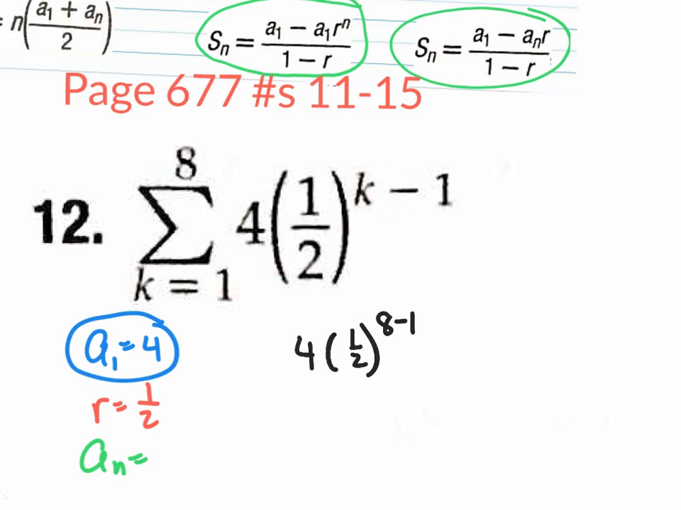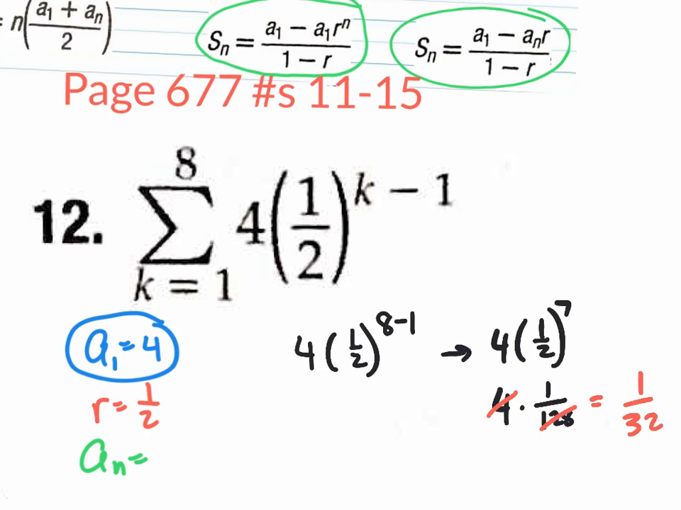I might as well show my work here. 4 times 1/2 to the 8 minus 1 power. That'll be 4 times 1/2 to the 7th power. And if you do 1/2 to the 7th power, we'll end up with 4 times 1 over 128. And of course, the 4 and the 128 could cancel. So the 4 cancels with the 128. You'll have a 32 left over on the bottom. So it's 1 over 32. This is your a sub nth number, 1 over 32.